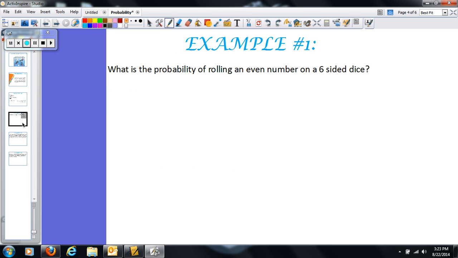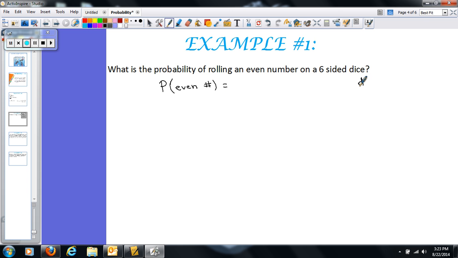So, example number 1. What is the probability of rolling an even number on a 6-sided dice? So you have a 6-sided dice. You guys know what they look like. They have the numbers 1 through 6 on them. And it wants to know what's the probability. Okay, so probability is represented by P of an event. So our event is that it's going to be an even number, and on a 6-sided dice.